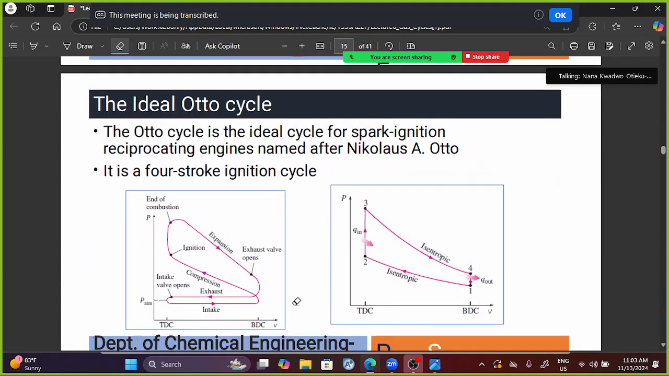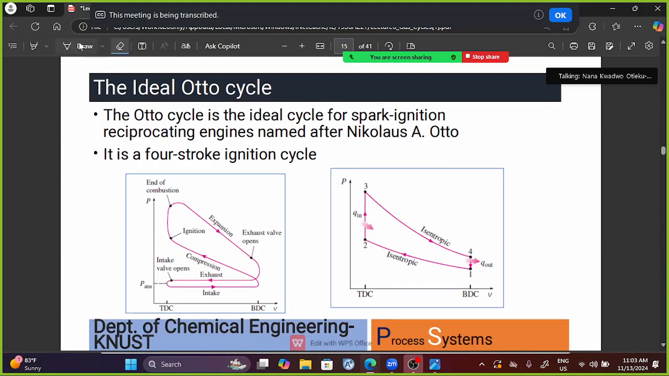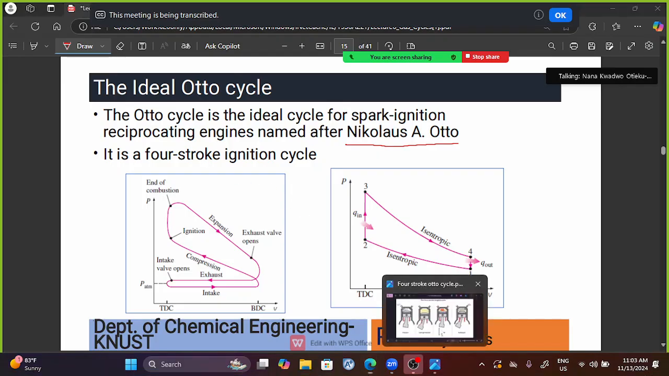Okay, so we have the ideal Otto cycle. The Otto cycle is the ideal cycle for spark ignition reciprocating engines, named after Nicholas A. Otto, and it's a four-stroke ignition cycle. Four-stroke means that it happens in four stages. So it looks something like this.